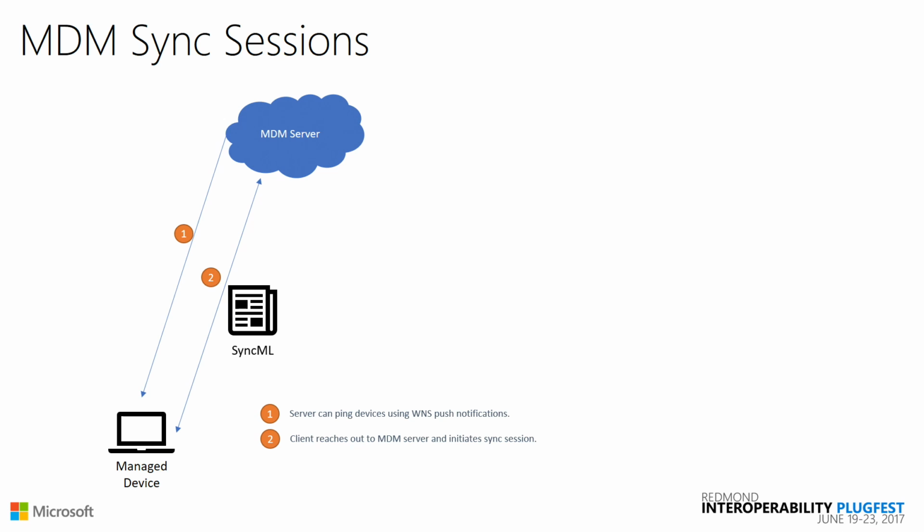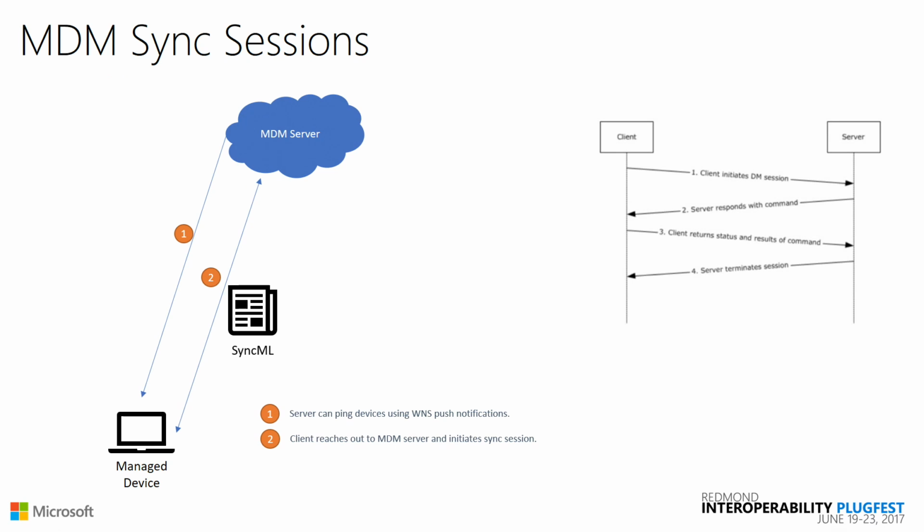Now, step one is actually optional. As I mentioned earlier, when the device is enrolled, one of the things you can configure is a polling schedule. So the client on its own, without having to have the server push down that WNS push notification, can actually wake up on a regular schedule and ping out to the MDM server and see if there are any updates or any new pieces of information that it needs to get on the device.